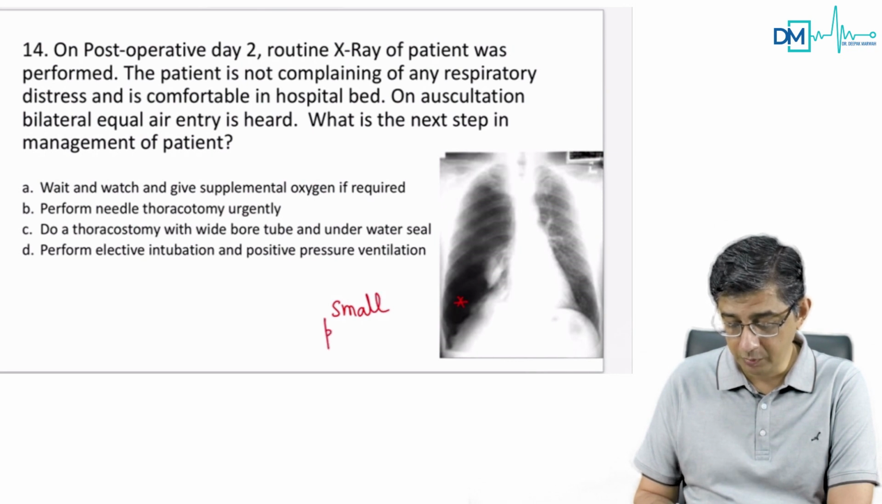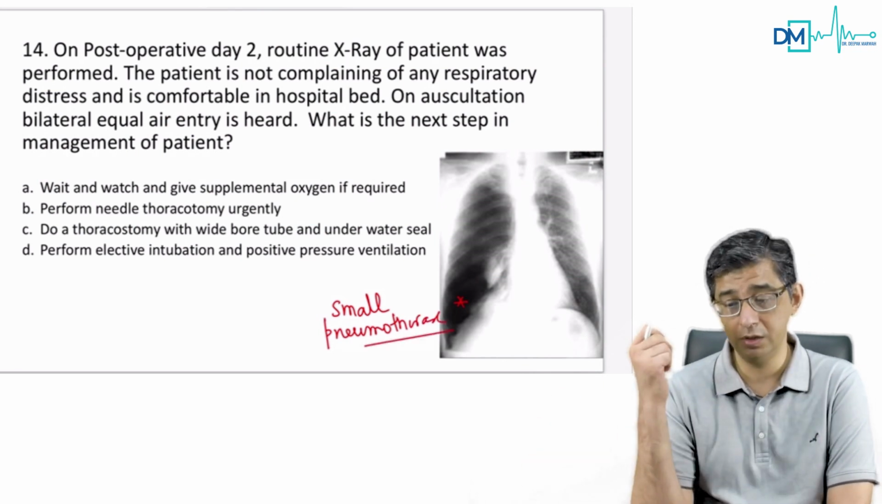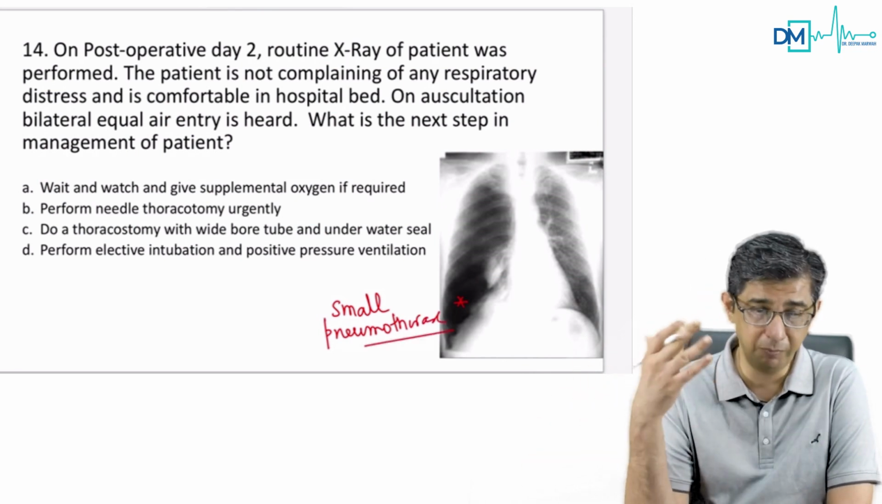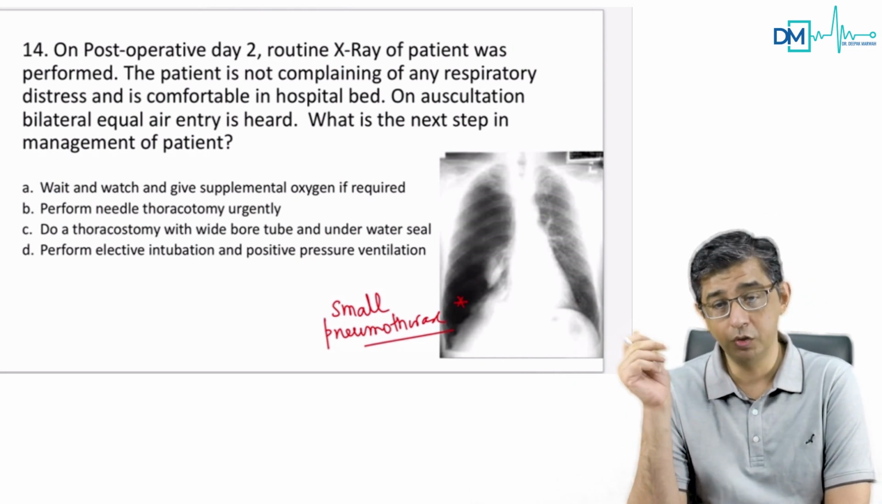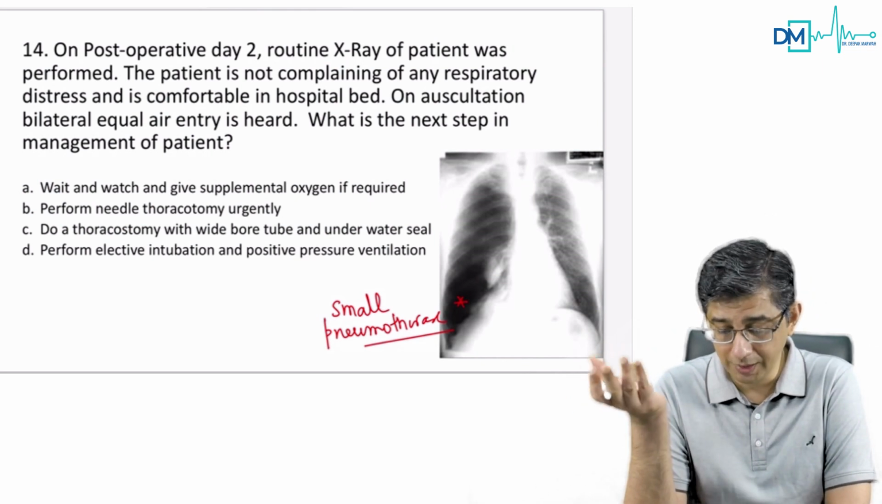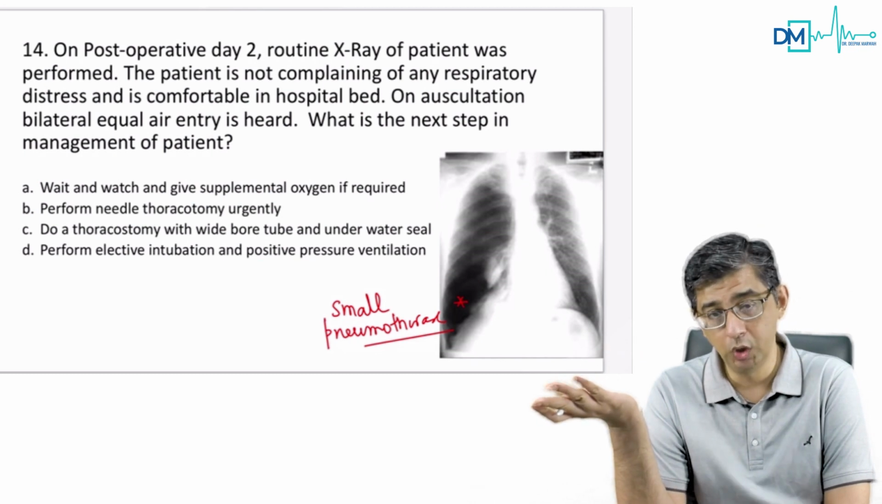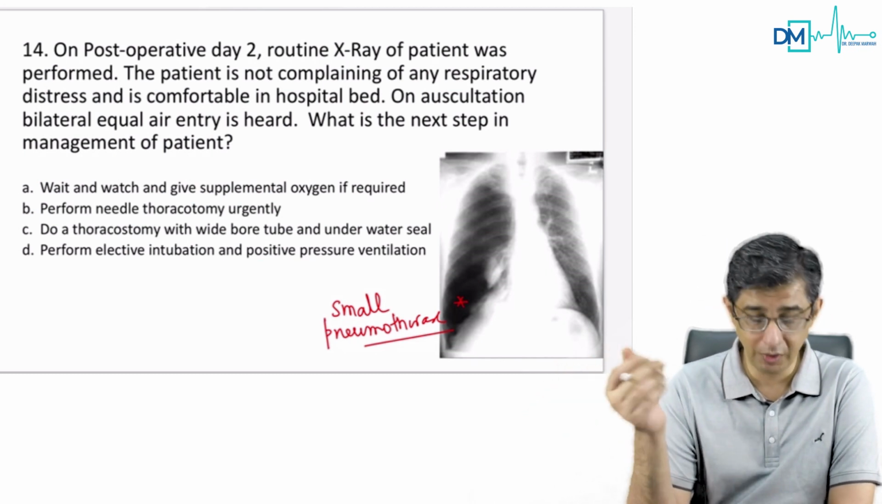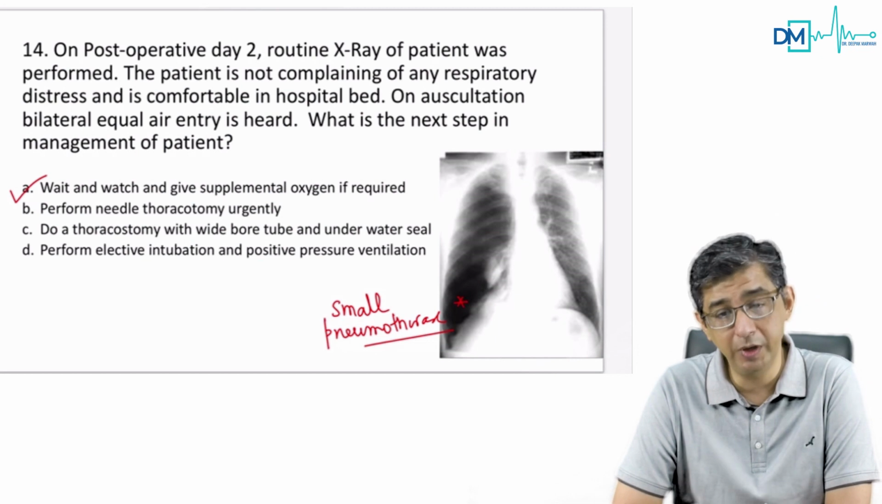Now, why did he have a small pneumothorax? That could be a complication occurring because of anesthesia-related complications, when he was being ventilated artificially following a general anesthesia. So, if a person is having a small pneumothorax and there is no distress, what would you do? You would just monitor the patient. So the correct answer would be wait and watch, and supplemental oxygen.